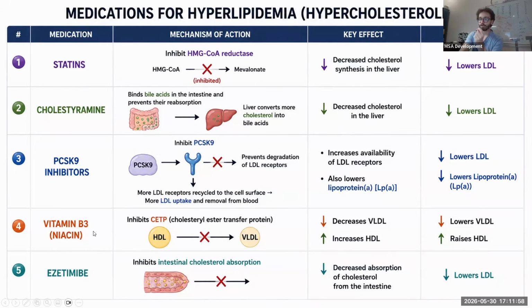Next, we have vitamin B3. What does it do? Simple. Inhibit CETP. CETP, what did it used to do? I told you guys, it's bad because it takes the cholesterol from HDL, gives it to VLDL. Now it's inhibited. So the HDL can freely go to the liver and clean up the cholesterol. Last but not least, ezetimibe. Very simple. It inhibits the absorption of cholesterol in the intestine. That's all you need to know.